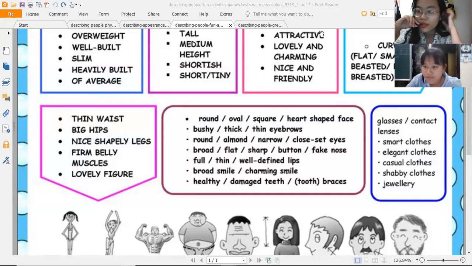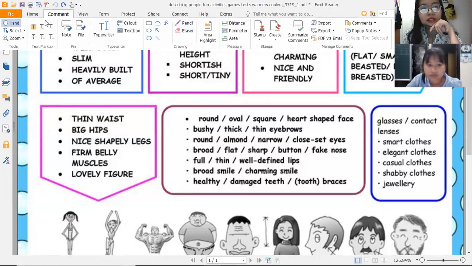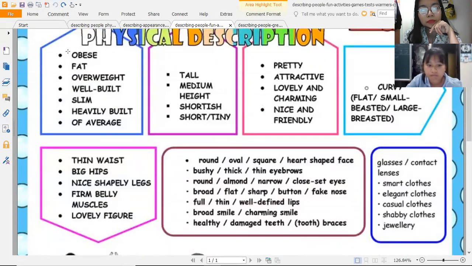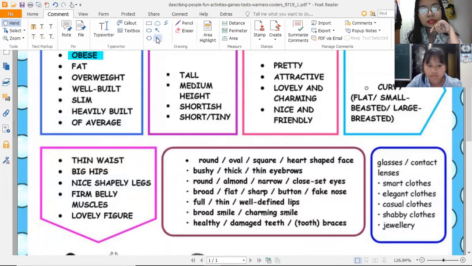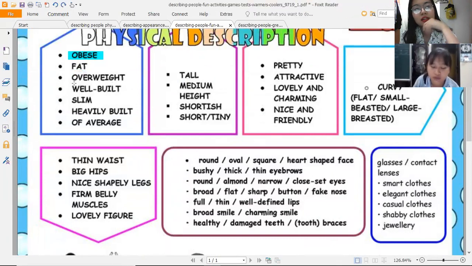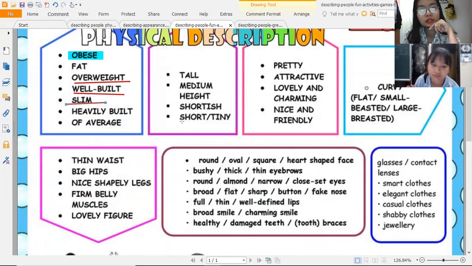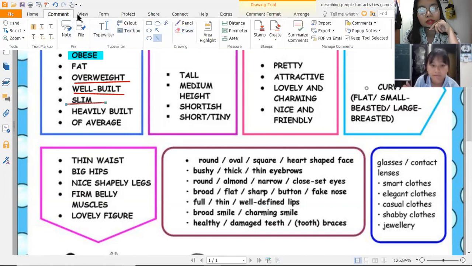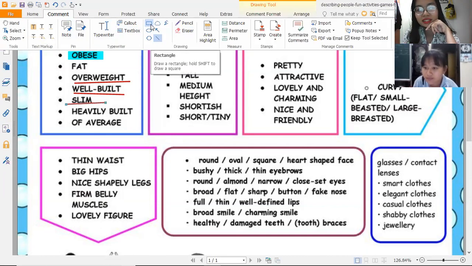Okay, now. So now I choose for you something to write, huh? Something you need to write from here. Oh, where's my highlight? Okay, area highlight. Okay, this one first. Fat is an easy one, right? Yeah. Also overweight, build slim. Okay, where is the rectangle? Can you see rectangle here? Aha, I forgot this one. The shape is already here. Can you see? Rectangle.